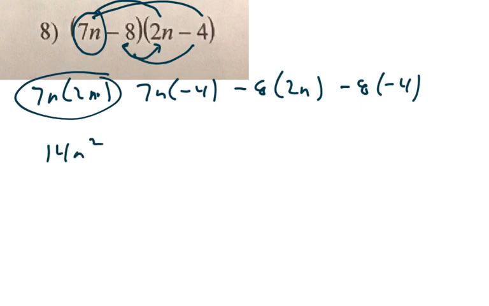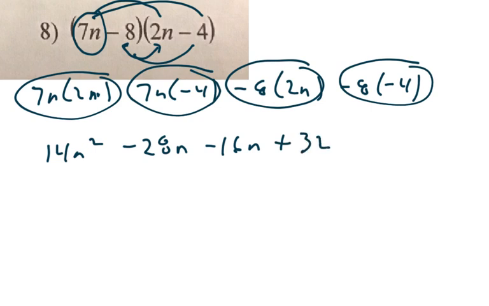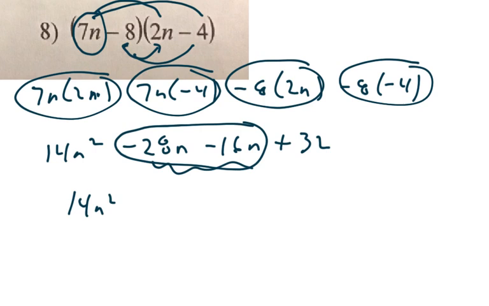14n squared minus 28n minus 16n plus 32. It's done, except we do have some like terms. 14n squared minus 28 minus 16. Please use a calculator on integers, guys, when you need to. That's minus 44n with a 32.